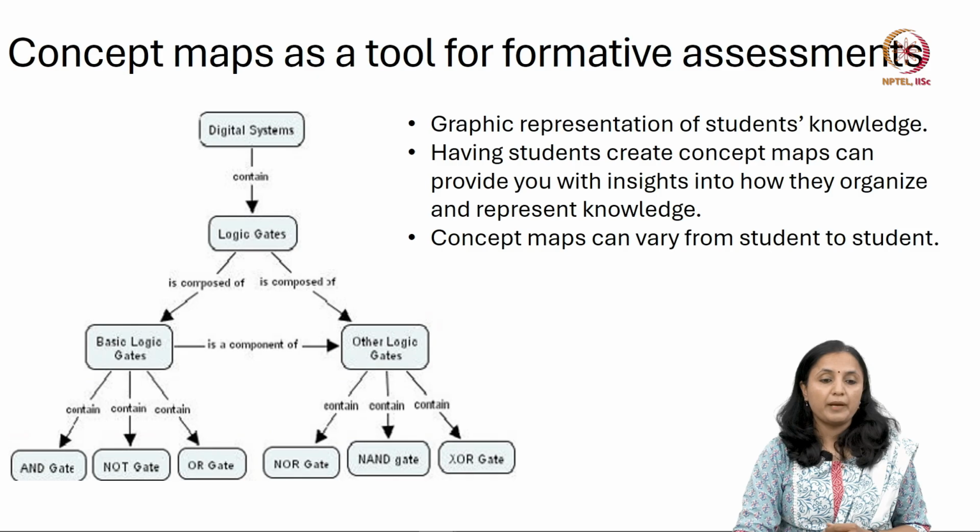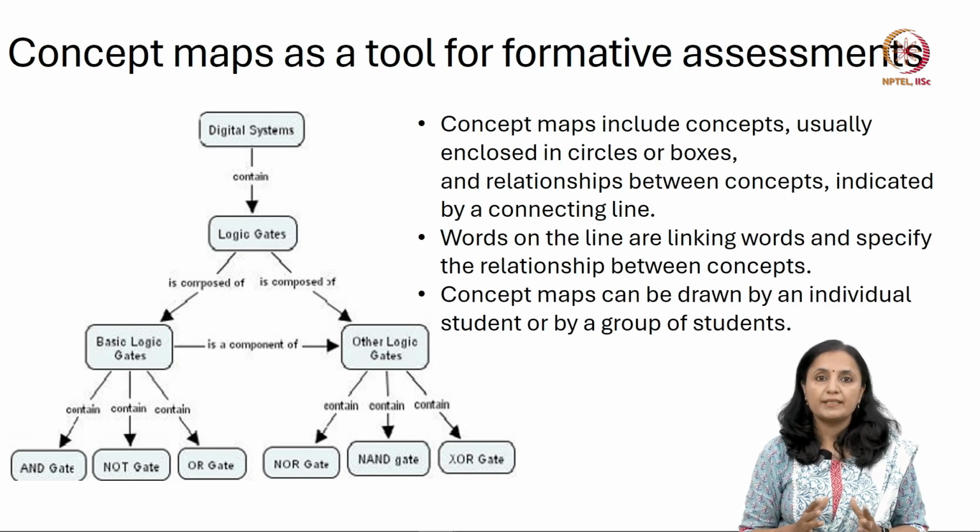So, what is this concept map? Basically, it includes certain concepts, which we generally enclose in circles or boxes. The relationships between these concepts are indicated by a connecting line. This connecting line indicates the relationship between the two concepts. Sometimes there are certain words written on the connecting lines. These words are called linking words, and they specify the nature of the relationship between the concepts.